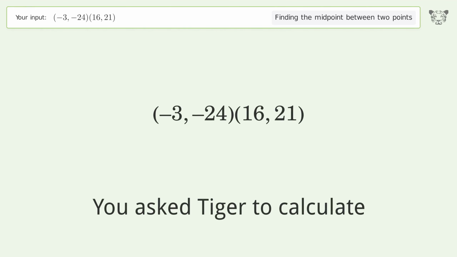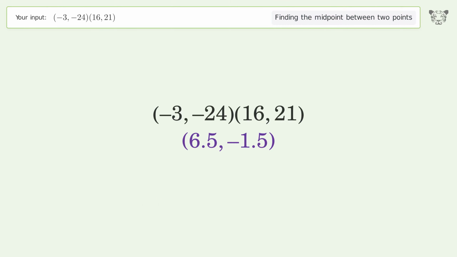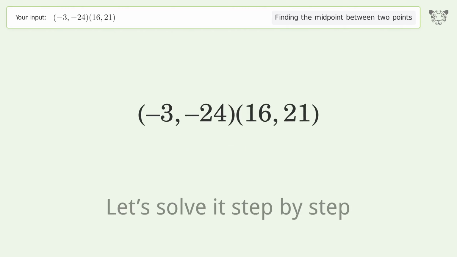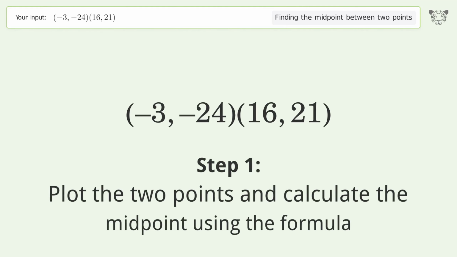You ask Tiger to calculate. This deals with finding the midpoint between 2 points. The midpoint between the 2 points is 6.5, negative 1.5. Let's solve it step by step. Plot the 2 points and calculate the midpoint using the formula.